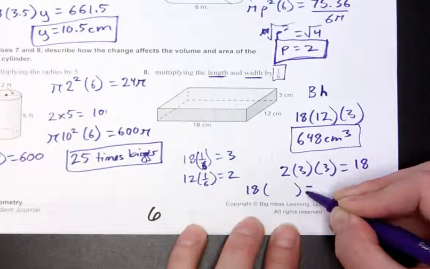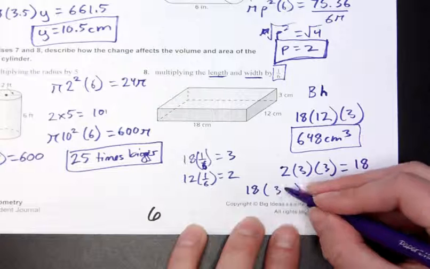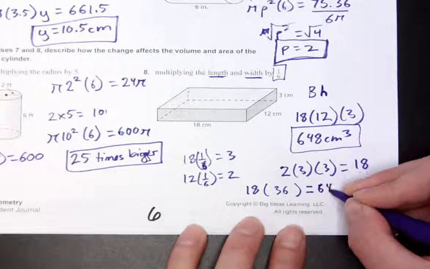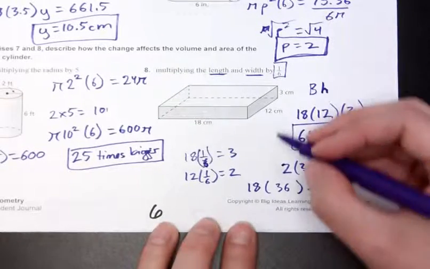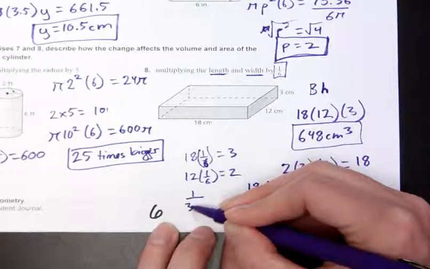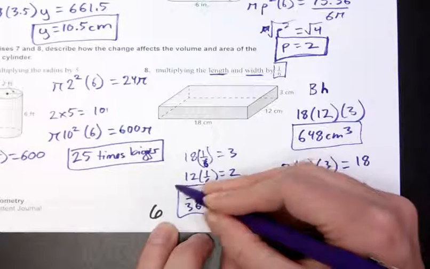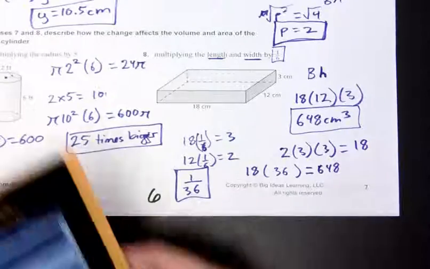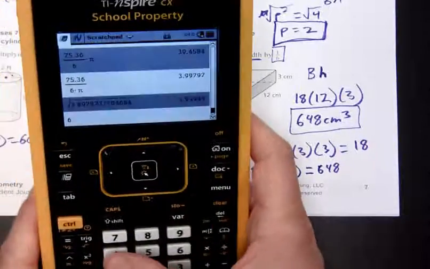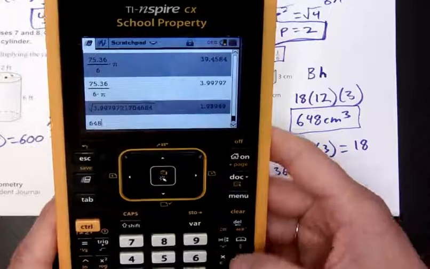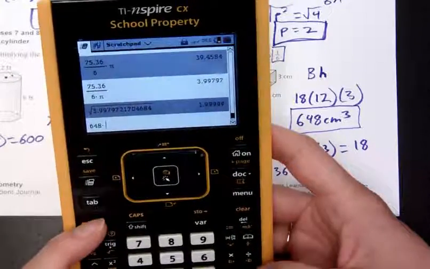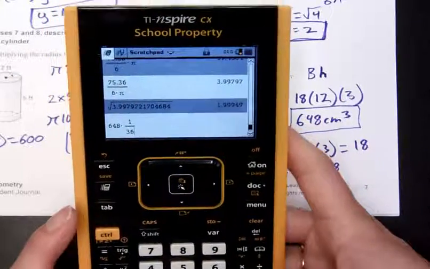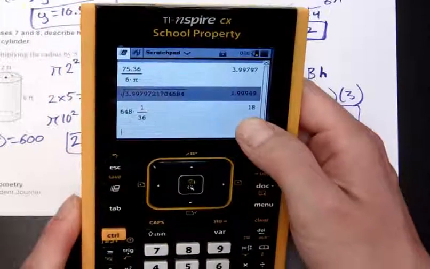So how do I find out 18 times what equals 648? 648 divided by 18 is 36. And so this time, am I getting larger or smaller? Smaller. So I'm going to write my answer as 1 over 36, because I could take the 648 and multiply it times the 1 over 36, and it would get me the 18. So that's why I write it in that format.